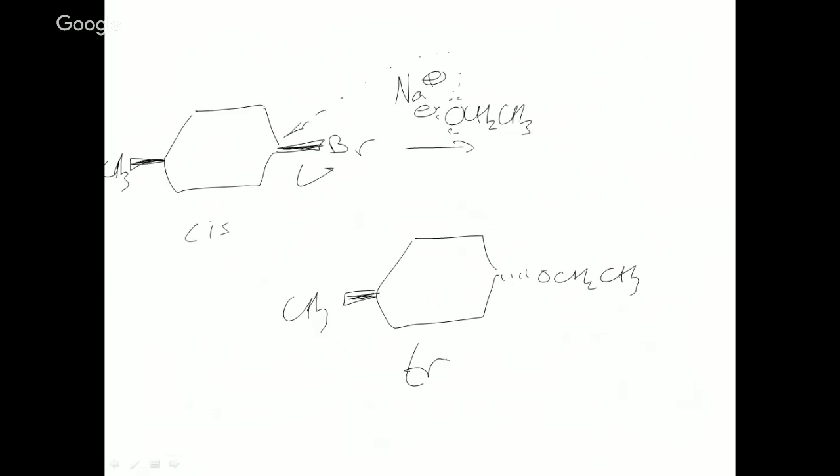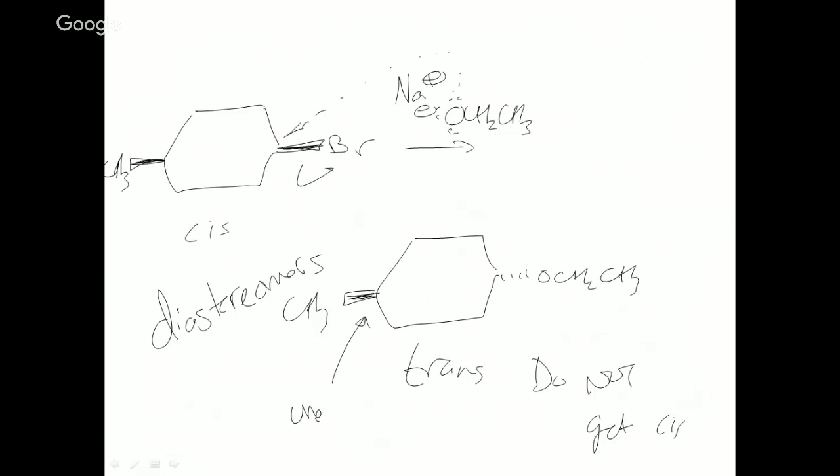This is the trans relationship. These are diastereomers. They're not diastereomers, sorry, because they're different products. But if there was a cis, you do not get cis. This remains unchanged. Again, we're going to do some of these examples, but you don't get cis. You only get the trans. You still get inversion.